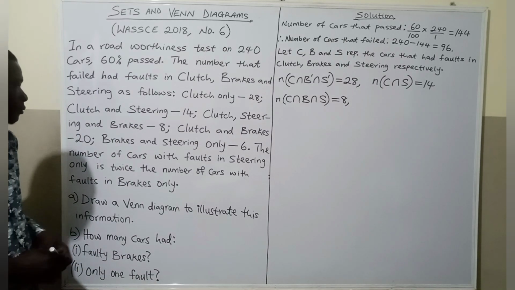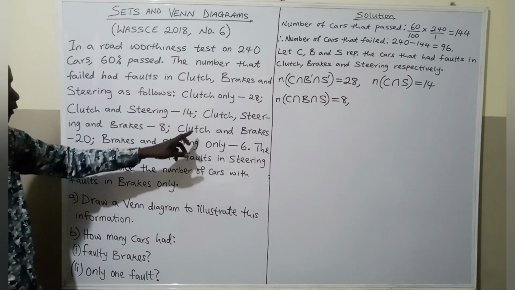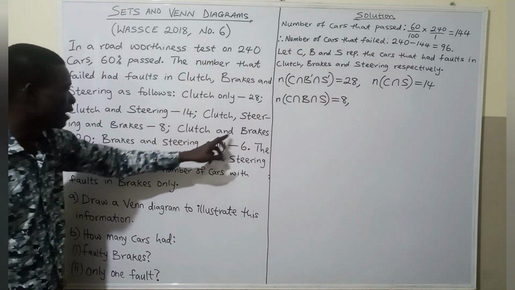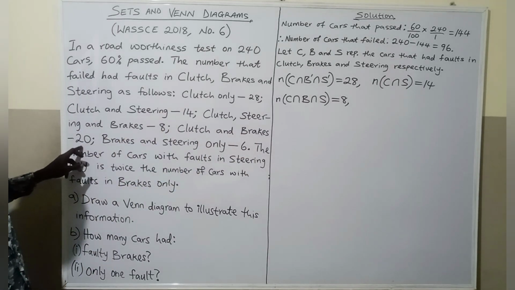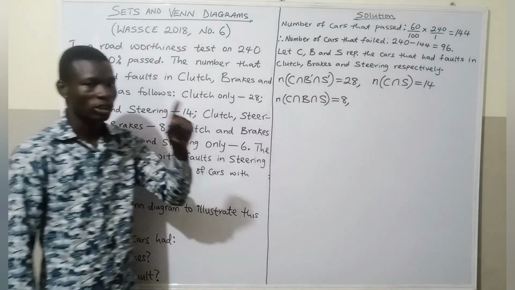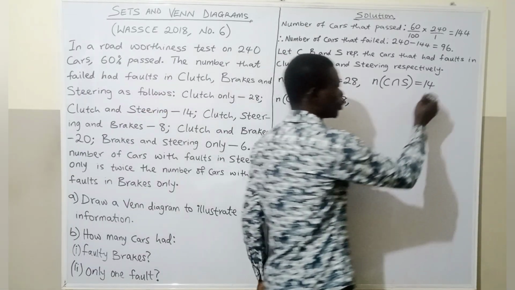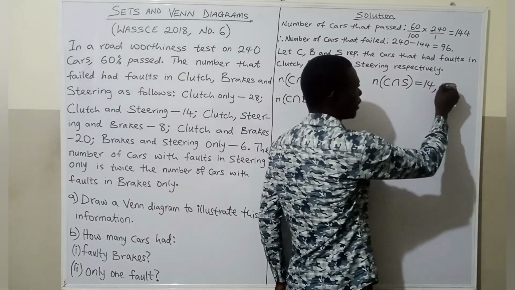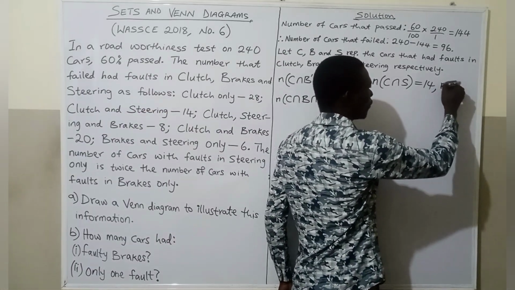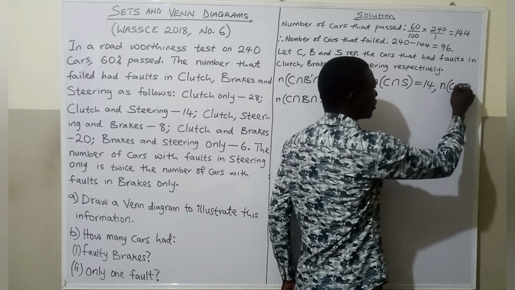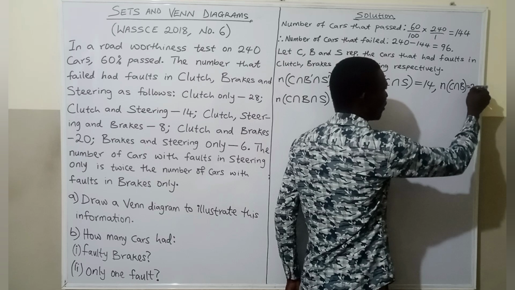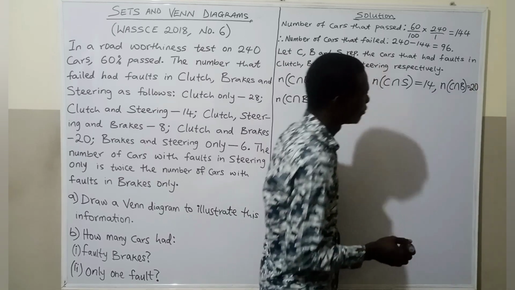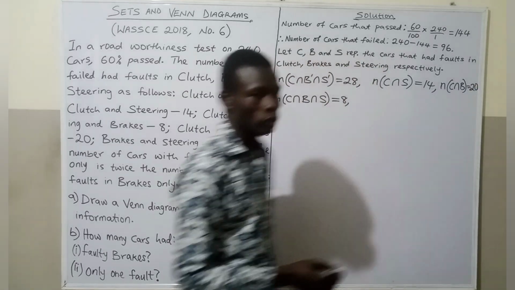The next one: number of cars that had faults in clutch and brakes. Clutch and brakes, they are 20. So I'm going to be representing that here. Number of cars with faults in clutch intersection brakes, they are 20. I hope that is the same, 20.